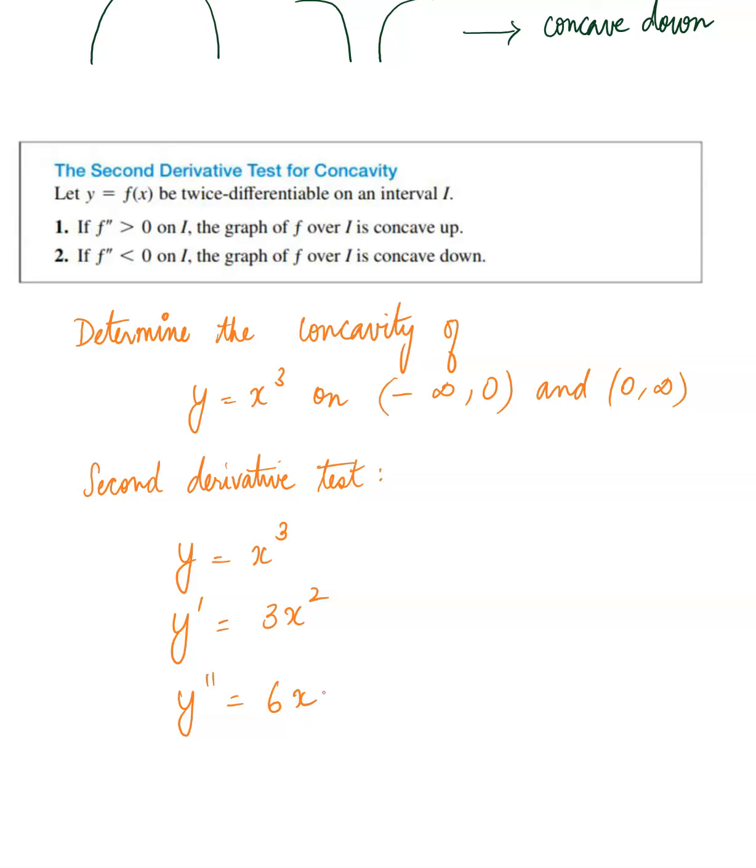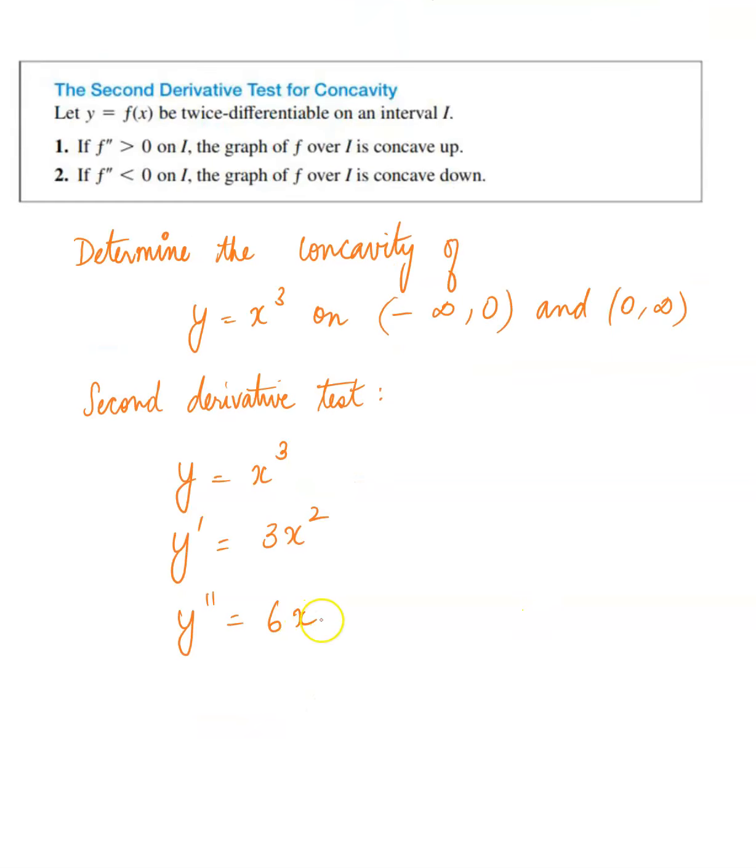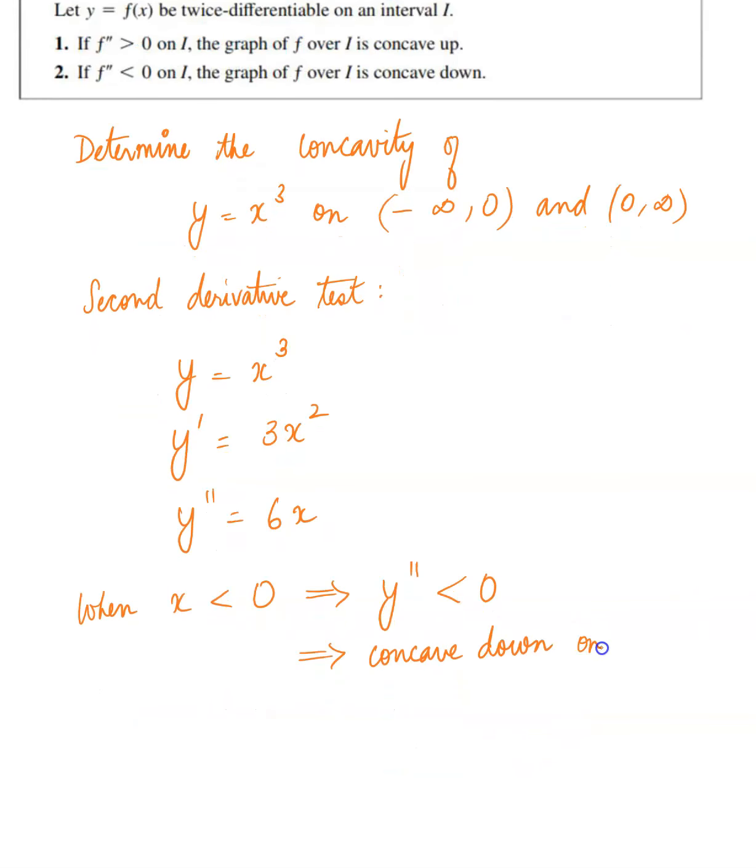Okay. So now we have to see what happens to this x, because x is the variable. When x is negative, what happens? When x is negative or less than 0, it implies that y double prime, so 6 times a negative number, will be negative, right? Y double prime will be negative, which means it's concave down when x is negative, which means concave down on negative infinity to 0, right? Those are all the negative values.